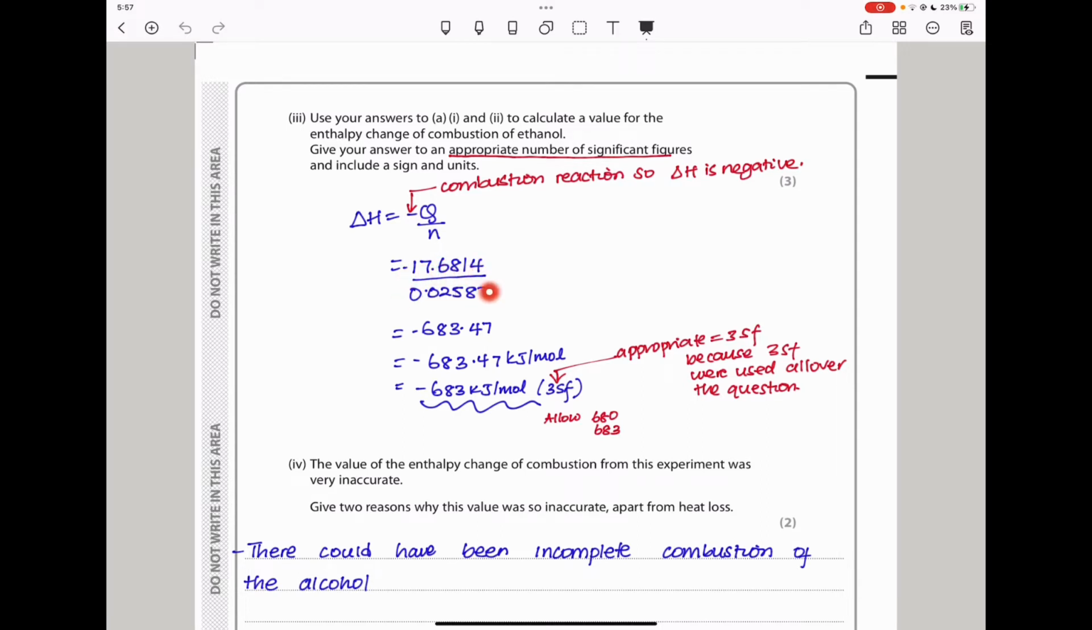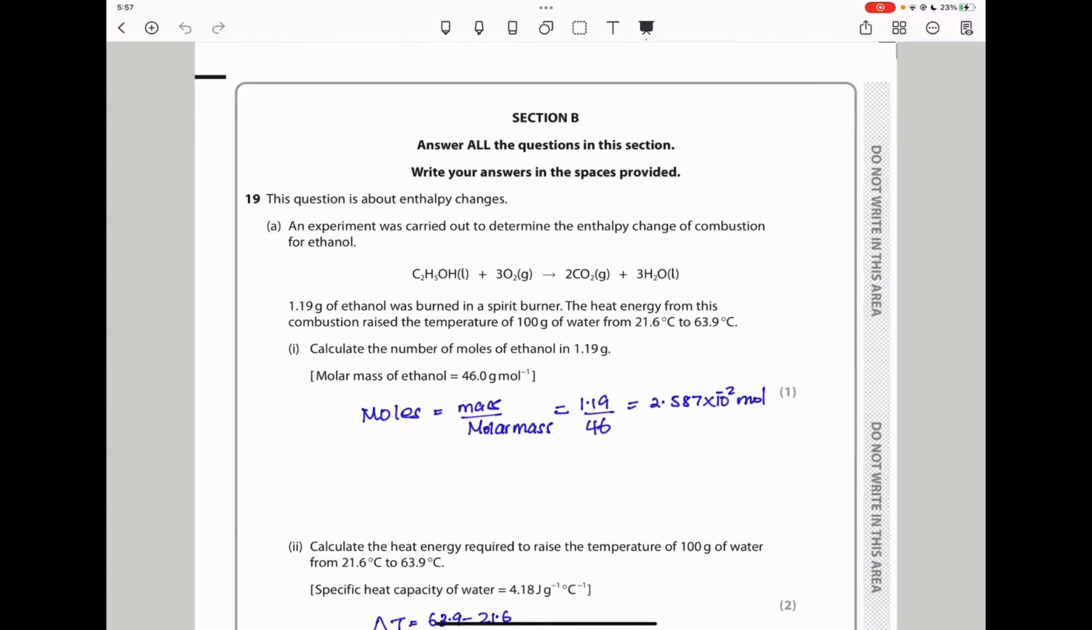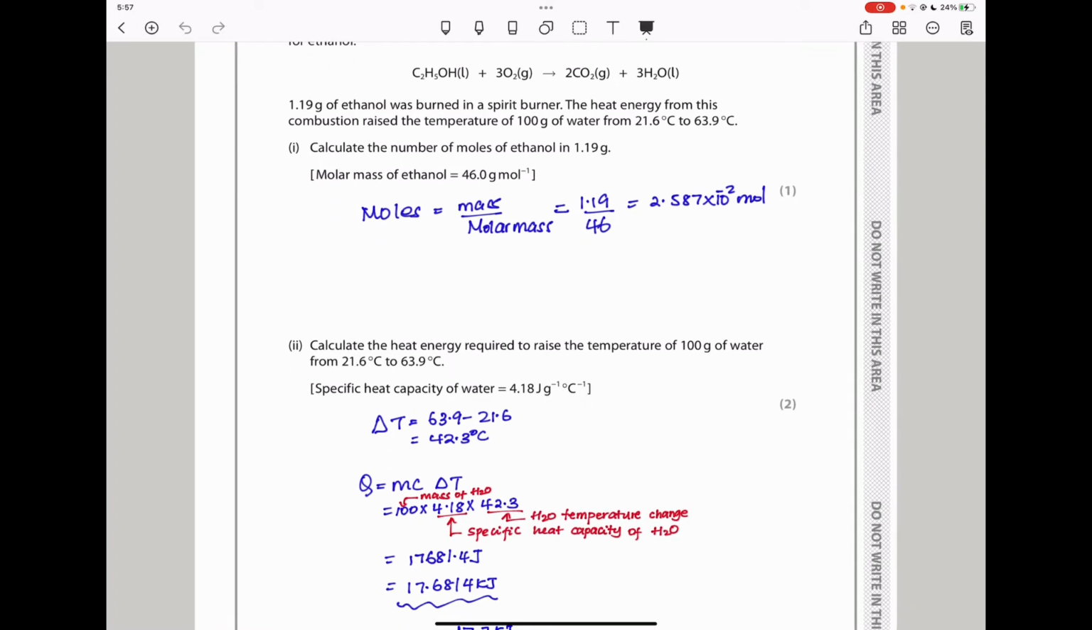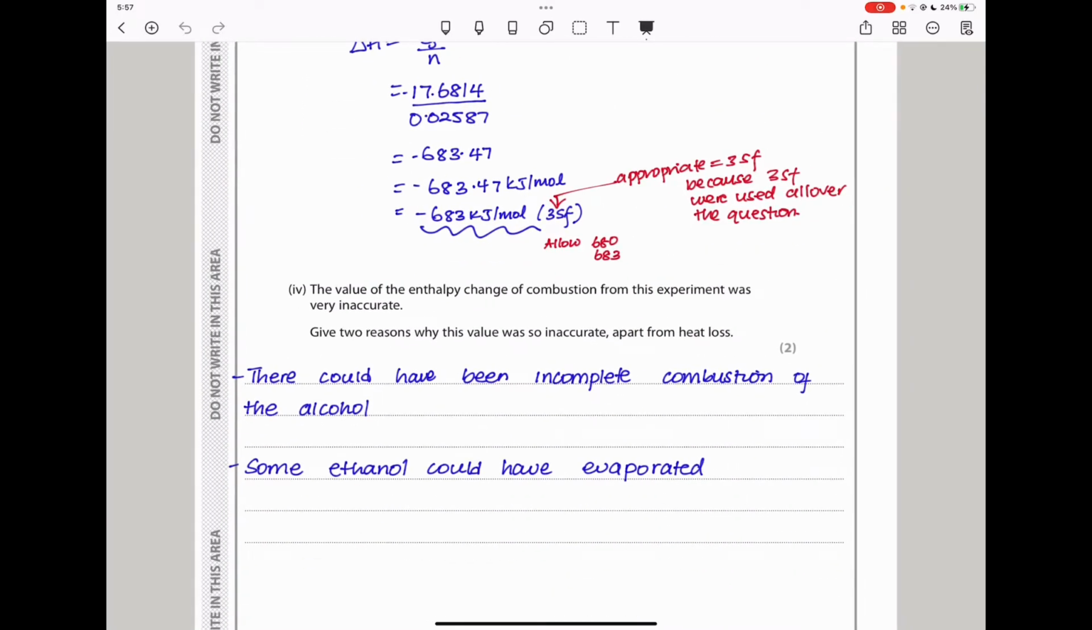17.6814 divided by the number of moles we calculated in A. And that gives us this, when I try to write it in specific significant figures, I got negative 683 kilojoules per mole. That is just 3 significant figures. I used 3 significant figures because the rest of the values were given in 3 significant figures. If I'm to take you back, we can see this is 46.0, that is 1.19, 21.6, 63.9. You can see most of these, like this one, and that one were given in 3 significant figures as well as that. So I will use my final answer to be in 3 significant figures as well.